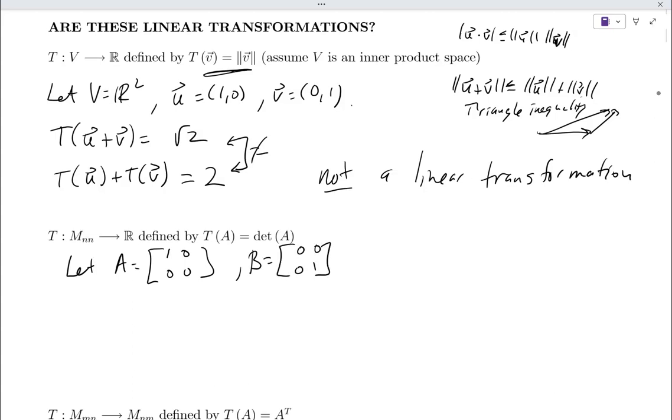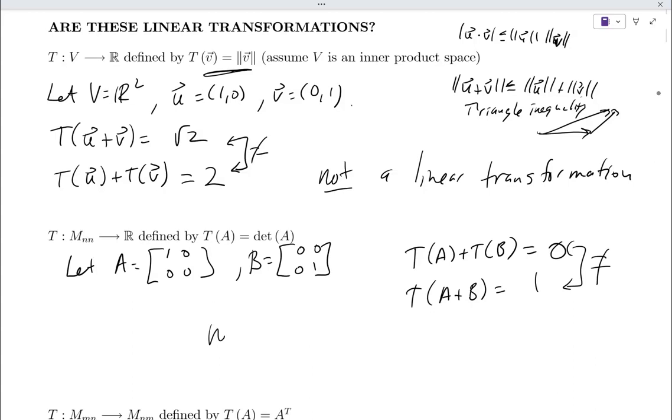Let's take A to be the matrix 1, 0, 0, 0. Let's take B to be the matrix 0, 0, 0, 1. What's the determinant of each of those two matrices? 0. But if I add them together, what matrix do I get? The identity, which has determinant 1. So again, not a linear transformation.